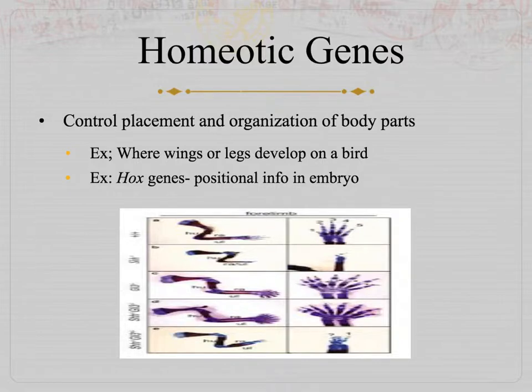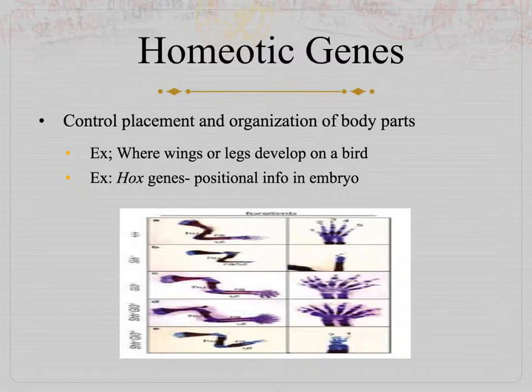There are genes that actually control the placement and organization of body parts. This was also in the book Your Inner Fish. So some of you that read that book, all of this is coming back, and it's actually an application of what you got to read this summer. But these homeotic genes, they're going to control the placement and organization of body parts. So for instance, where do wings or legs develop? And if you read the book, you remember that they were able to mess with some of these and cause wings to develop on a head or legs to develop in a different place than where they should.